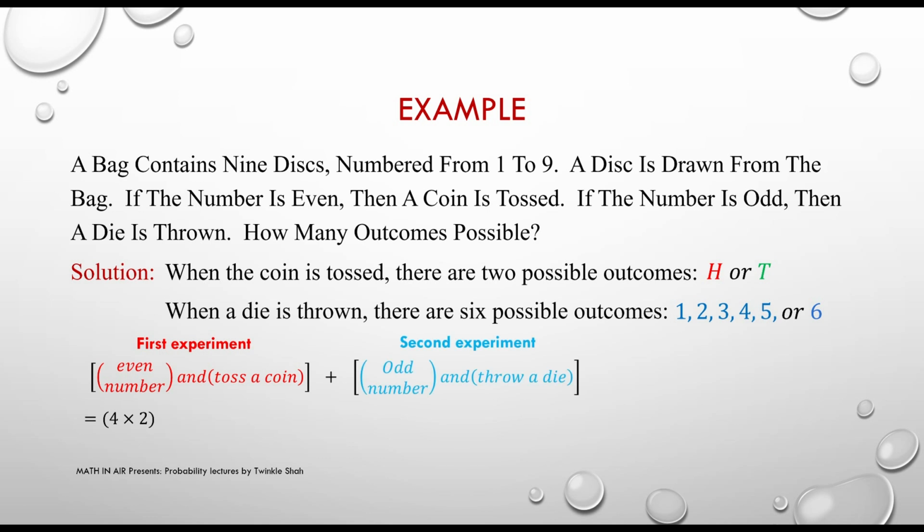Similarly, in the second experiment, if we get an odd number disc, we throw a die. Now again, if you look at numbers from 1 to 9, there are 5 odd numbers: 1, 3, 5, 7 and 9. And when we throw a die, there are 6 possible outcomes. Therefore, we perform 5 times 6. According to the second principle of counting, we add outcomes from both of these operations. Therefore, the result equals 38. And that's our answer.